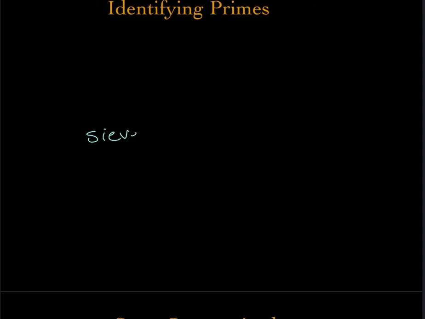Okay, let's talk identifying primes now. When finding primes, it can get hard when the numbers get larger. If we want to use an easier way to identify big prime numbers, we can use a method called the Sieve of Eratosthenes.